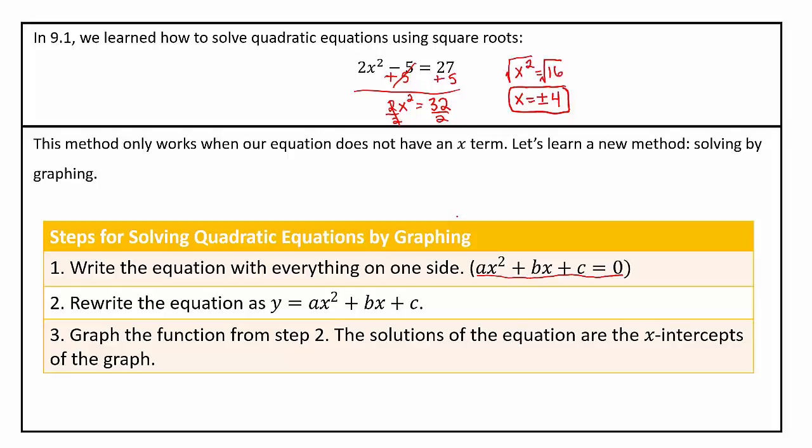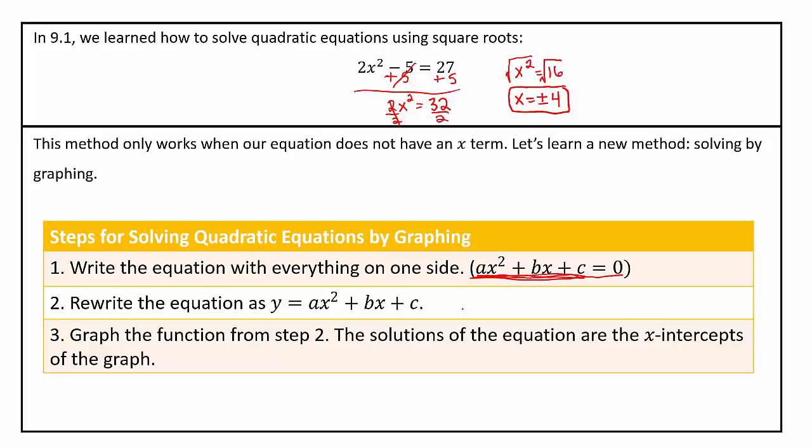The steps for solving by graphing are that we're going to write the equation with everything on one side so that it looks like this standard form. And when we write everything on one side, that means the other side is 0. We're going to rewrite the equation so that what we really have is y equals whatever this part of our equation is, because what we want to do is graph this equation.